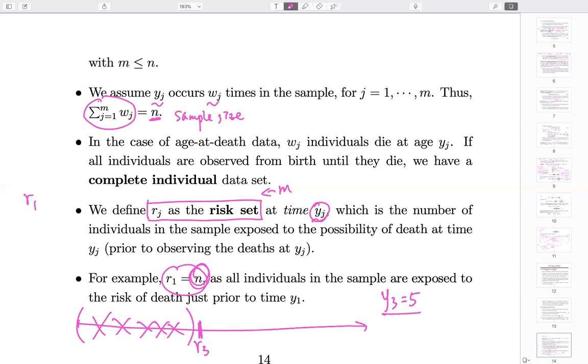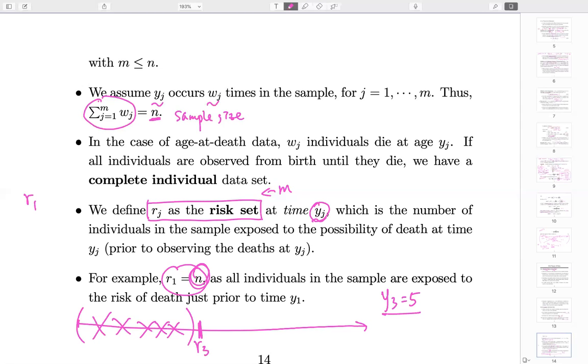When we talk about the risk set, it would be all the patients who survive to week 5. Then they are exposed. It's possible that they will die in the next week. So that's the exposure set. In some sense, the exposure set is the survival set, so it includes all the surviving members. That's why it gets smaller and smaller.